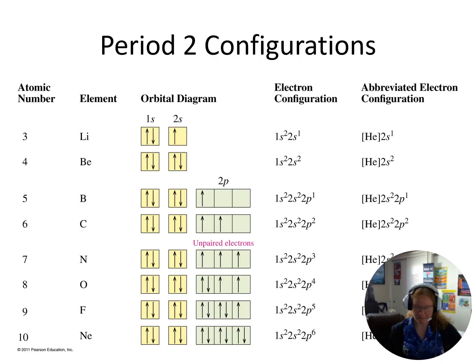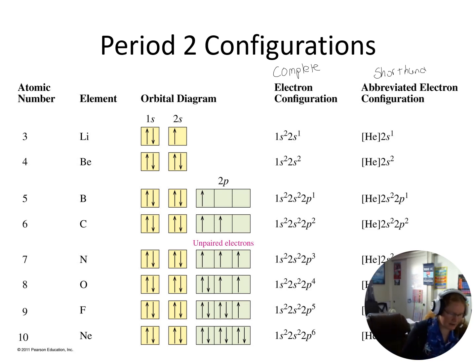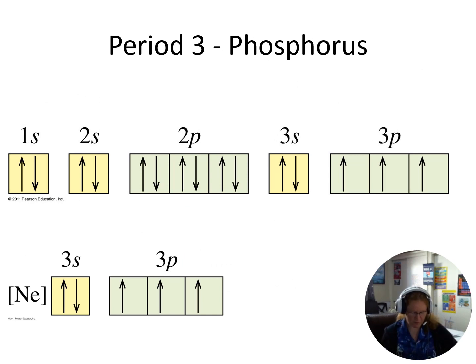Okay, so there's our period 2 configurations, and you can see I've got the electron configuration, so this is the complete. And this abbreviated, we also call that the shorthand. Okay? All right, now, when we get to period 3, okay, so here's phosphorus.